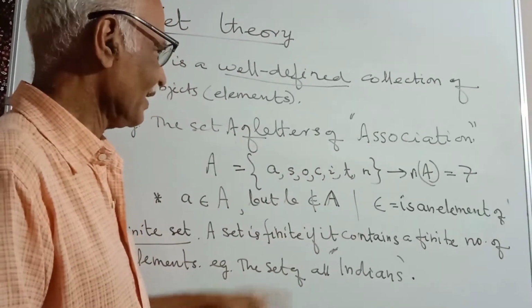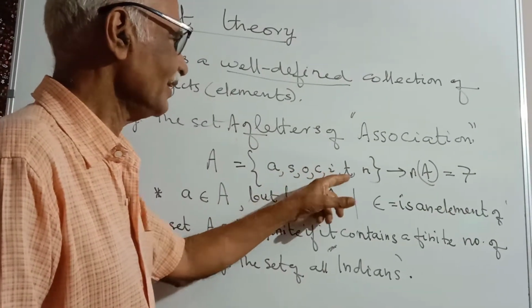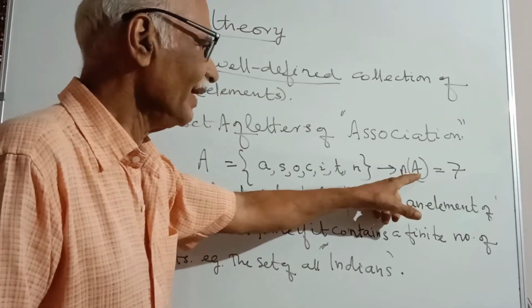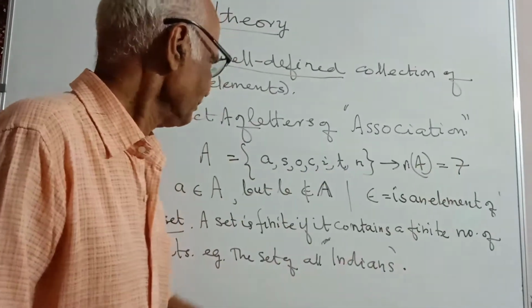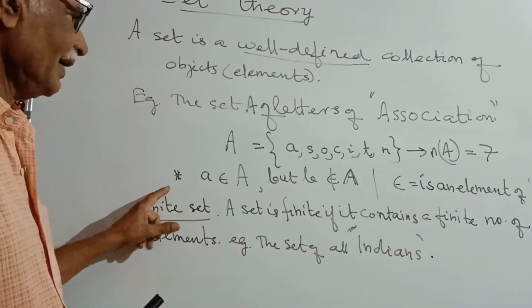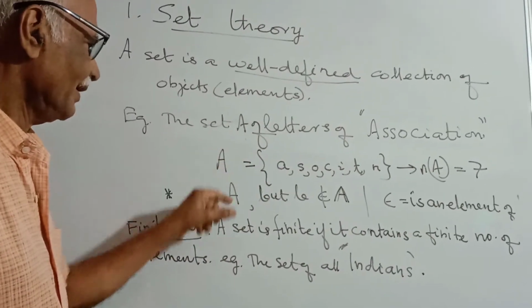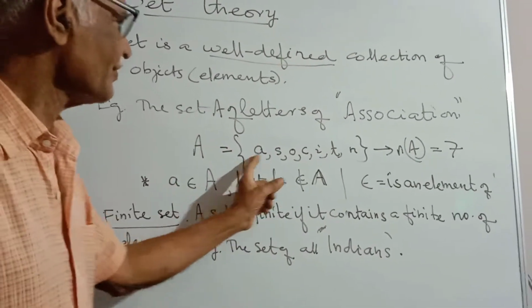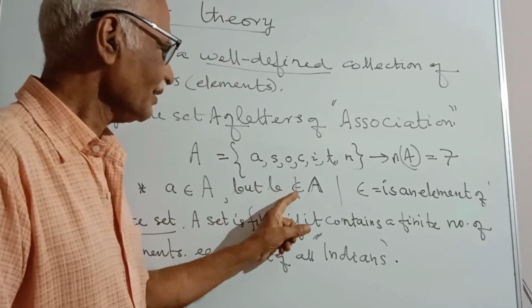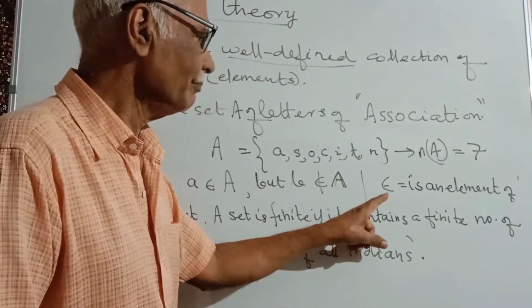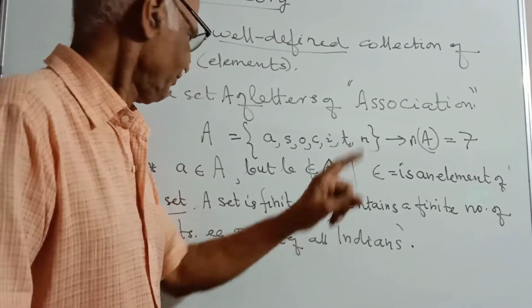Now we observe there are 1, 2, 3, 4, 5, 6, 7 items. So n(A), the number of elements in A, is 7. Now an important idea: small a is an element of capital A. But B, we don't see any B there. B is not an element of A.